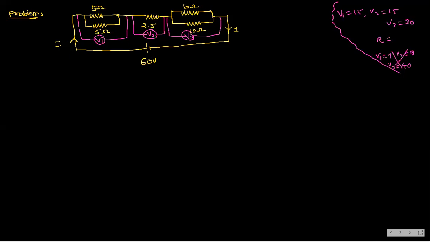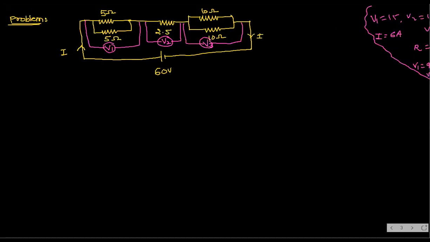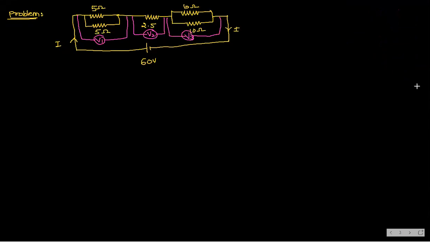R is how much? Total R 10 ohm. Okay, I think this is the right answer. We will check. And current I how much? 6 ampere. The first one is correct, sir. 6 into 2.5 is 15. Okay, so I think this is the right answer. 15, 15, 30.